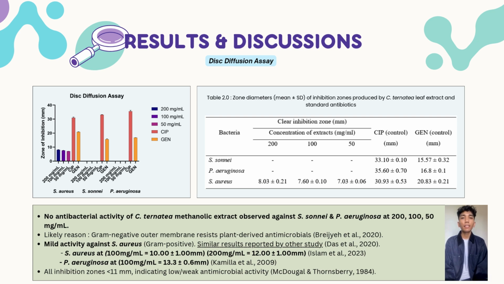These findings are consistent with those reported by Das et al. 2020, who also observed an 8 mm zone of inhibition on S. aureus. However, contrary to my results, Islam et al. 2023 found a 10 mm zone of inhibition on S. aureus at 100 mg/ml and 12 mm at 200 mg/ml. Other than that, Camilla et al. 2009 reported a 13 mm zone of inhibition on P. aeruginosa at 100 mg/ml concentration. This comparison highlights the limited antibacterial strength of the extract under the tested conditions.